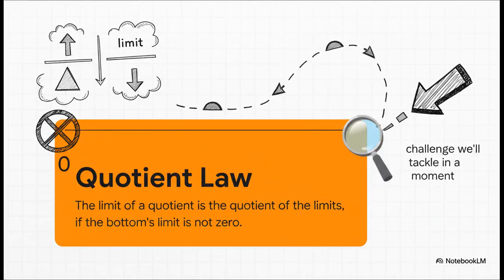Next, we have the quotient law. And again, it's pretty intuitive. The limit of a fraction is just the limit of the numerator divided by the limit of the denominator. But, and this is a huge but, this one comes with a critical warning label. The limit of the bottom cannot be 0. This is a super important point, and it's basically setting the stage for the main puzzle we're about to tackle.